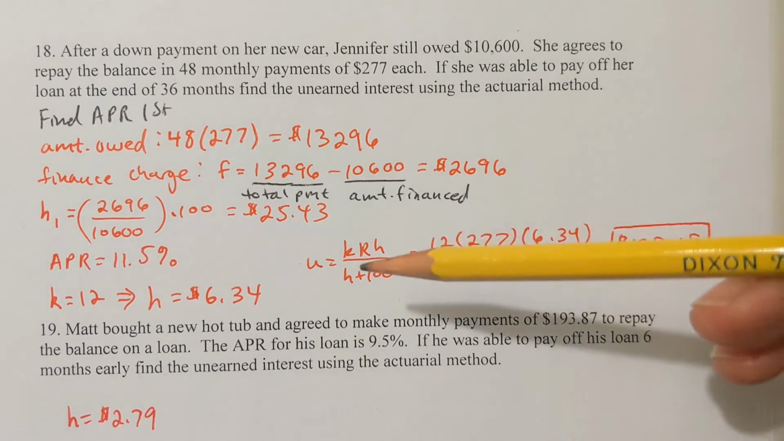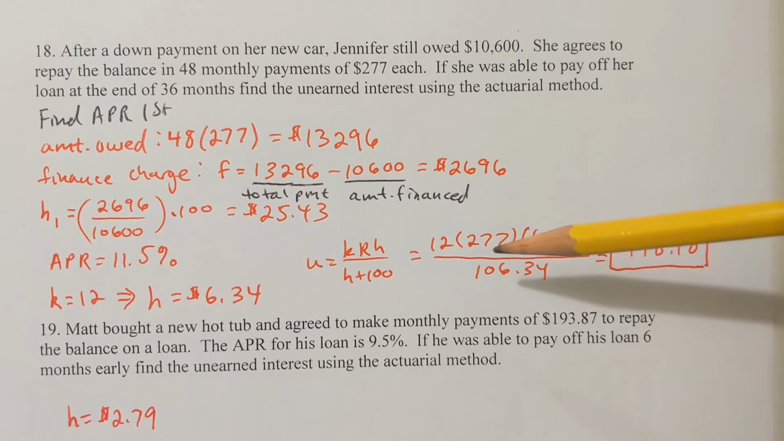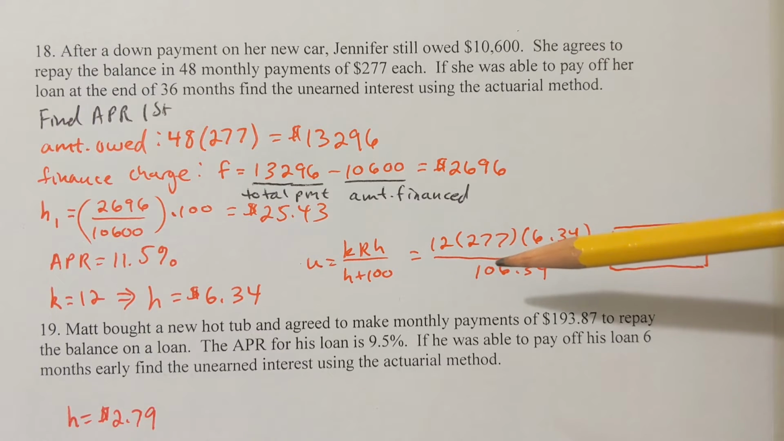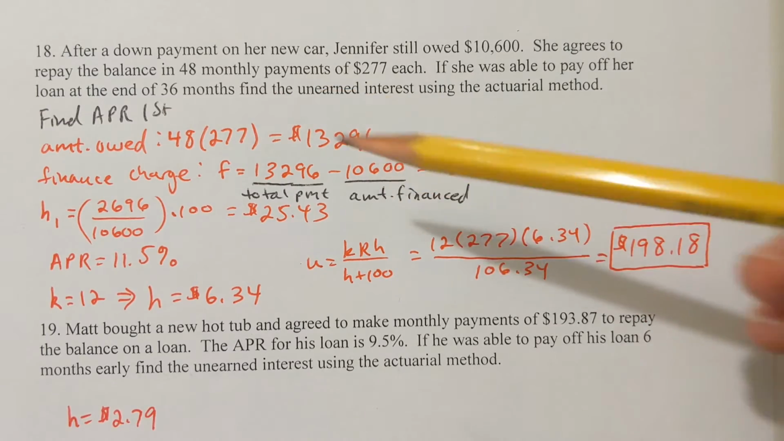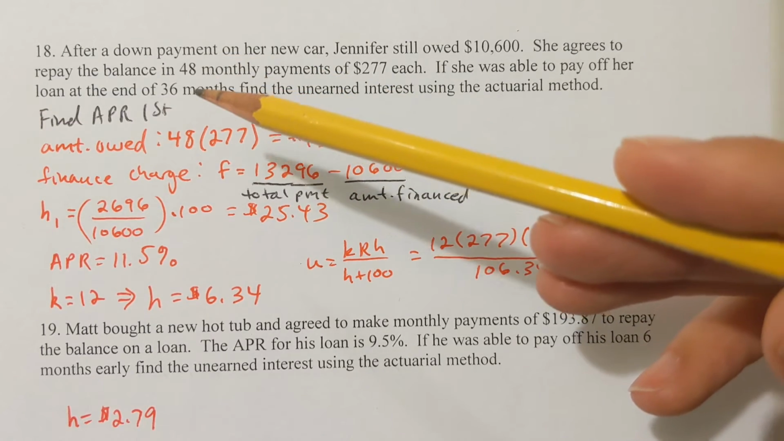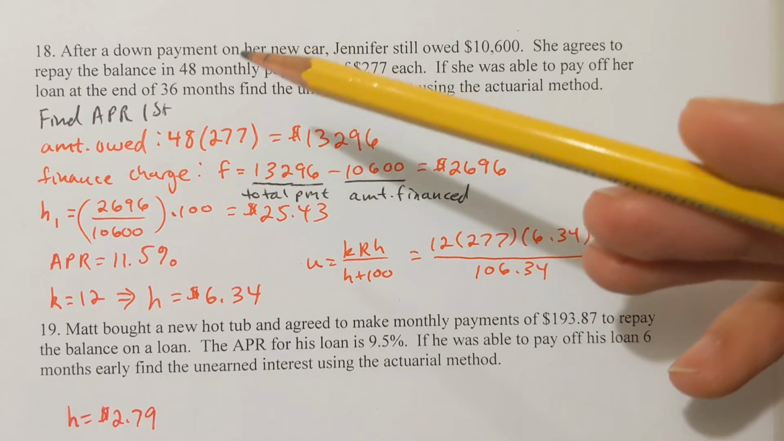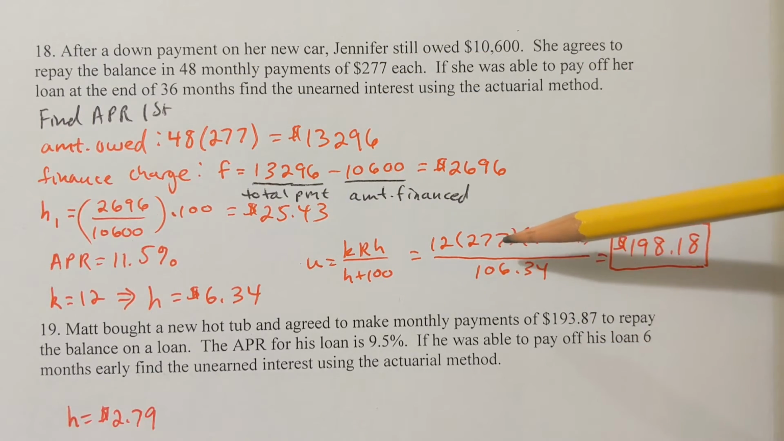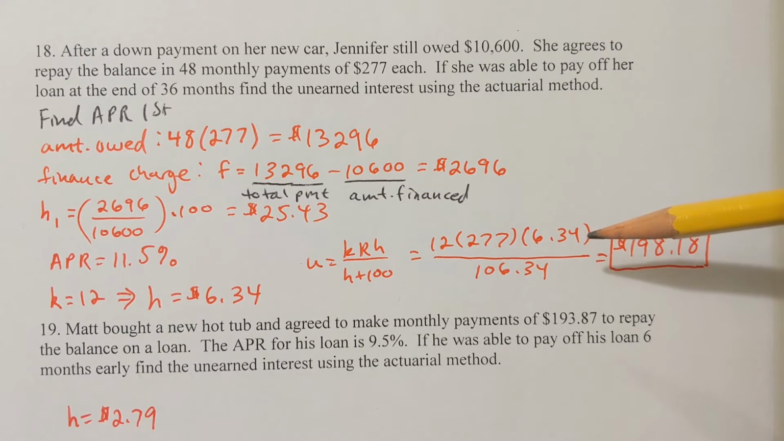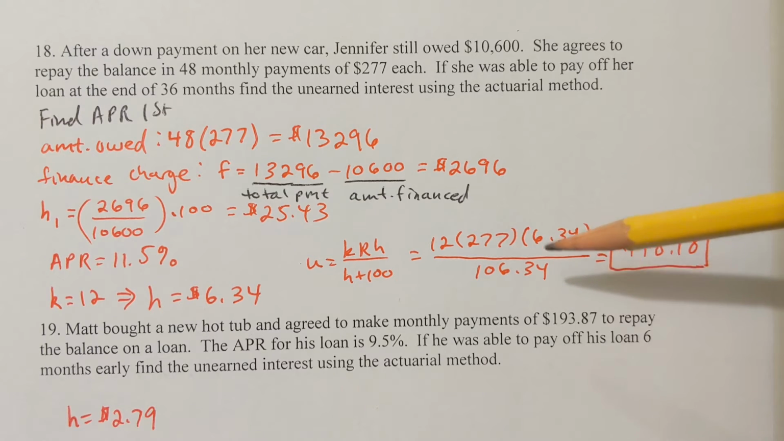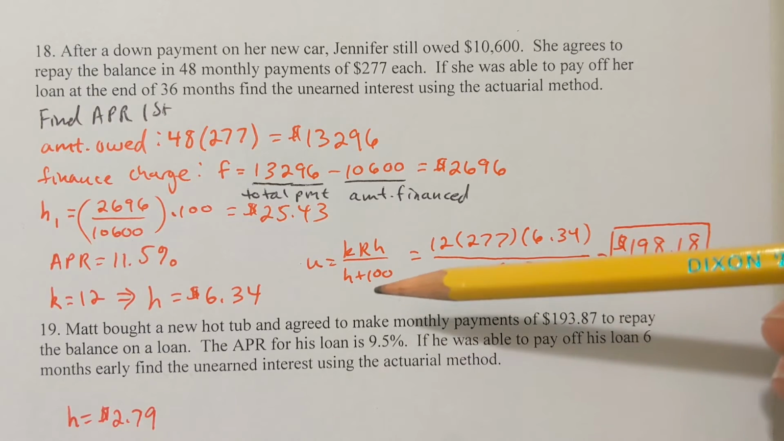So U is equal to K times R times H divided by H plus 100. K is the remaining number of scheduled payments, which is 12. They told us that, or that's easy enough to figure out since it only took 36 months to pay, 3 years to pay, rather than 4 years. The regular monthly payment, R, is $277 per month, and H is 6.34. We just looked that H value up, and I'm dividing by H plus 100.